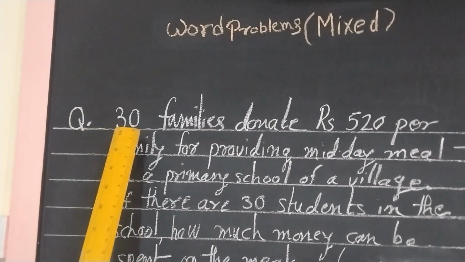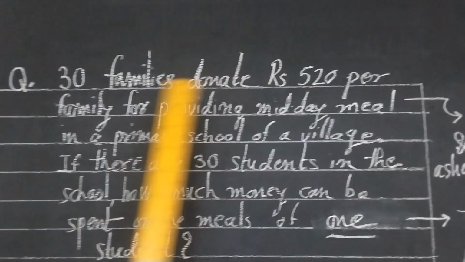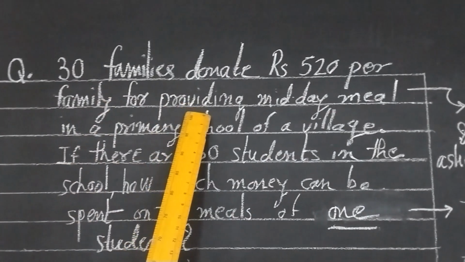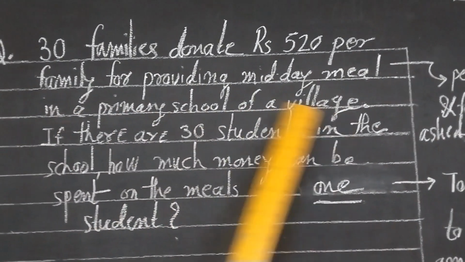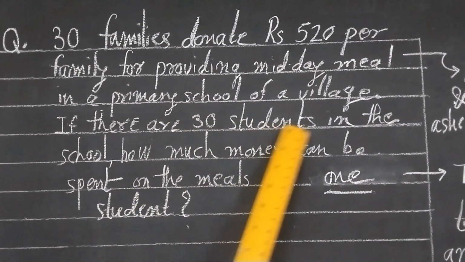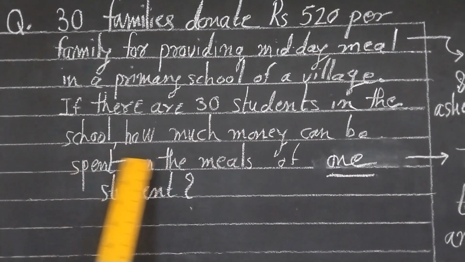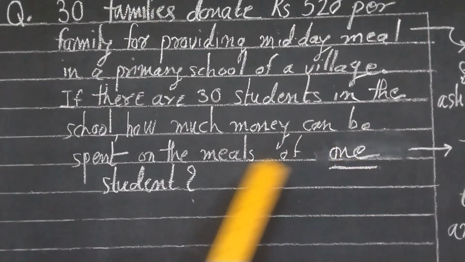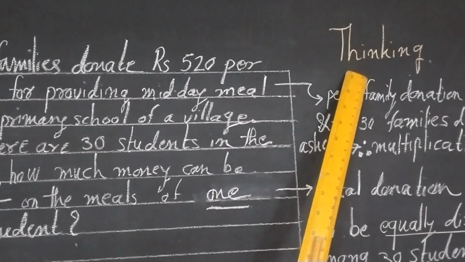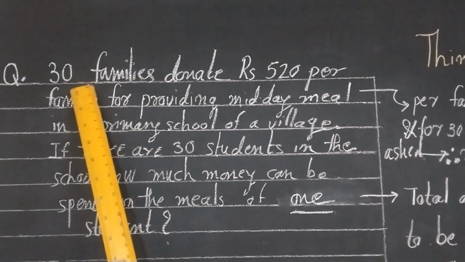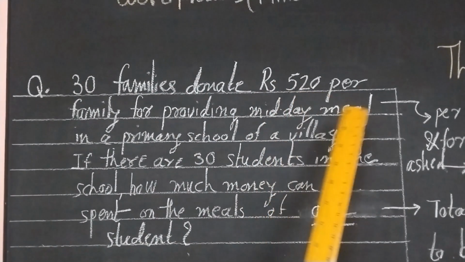Next question. 30 families donate rupees 520 per family for providing midday meal in a primary school of a village. If there are 30 students in the school, how much money can be spent on the meals of one student? Ready? Now let us start thinking. There are 30 families and each one is paying rupees 520 as donation.